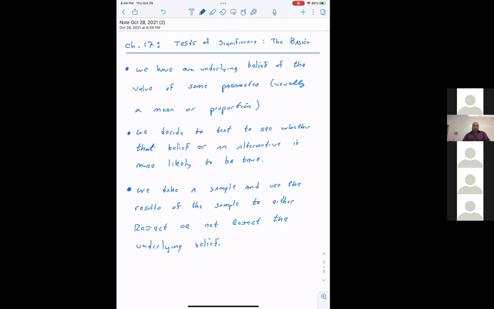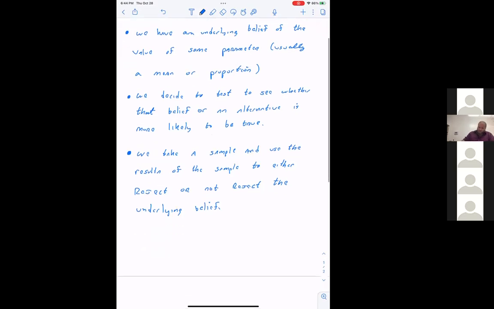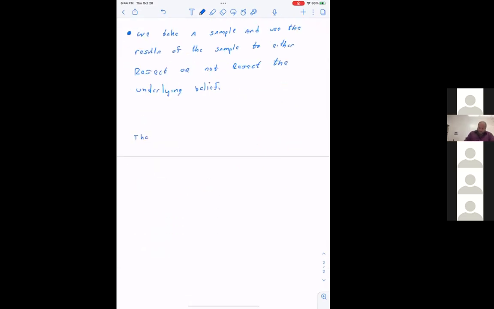So how do I do that? I take a sample of as many as I can because a small sample is always going to be a little suspect. And somehow I have to use the results of the sample to determine whether I'm going to reject Subway's claim or not reject it. In theory, does that make sense? The approach, the philosophy of what we're doing here? Yes. Okay.